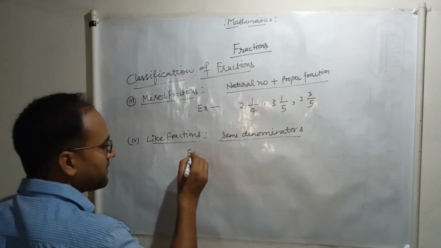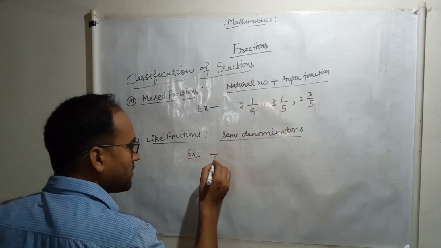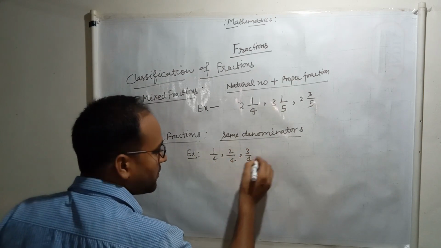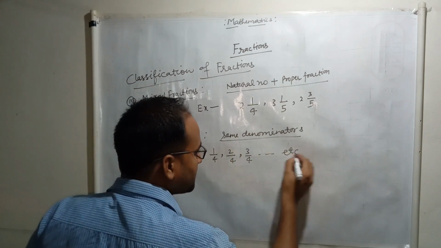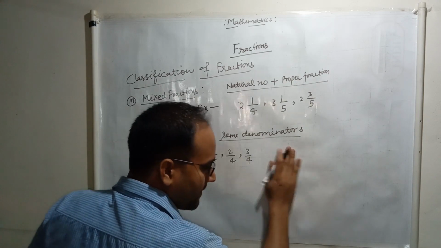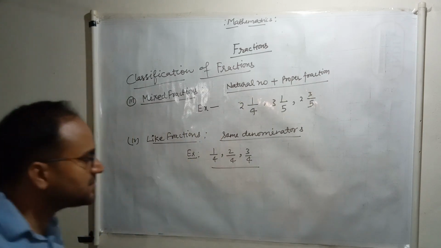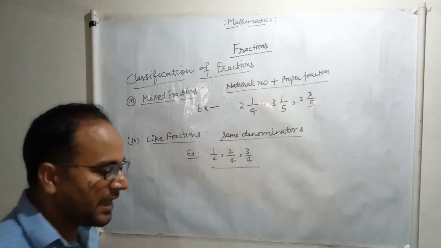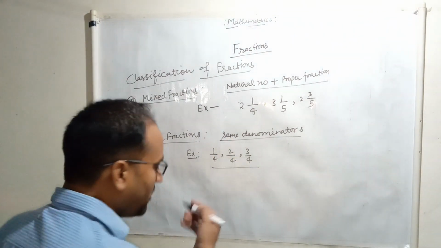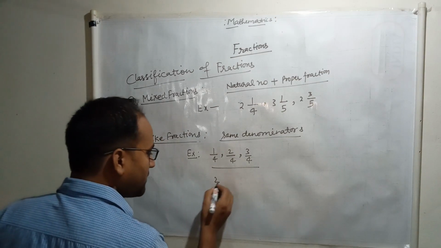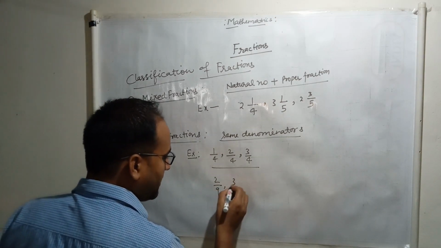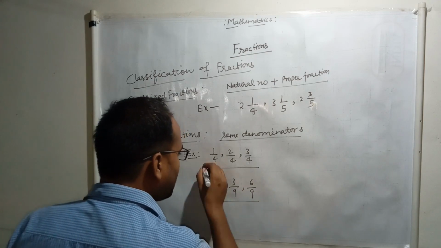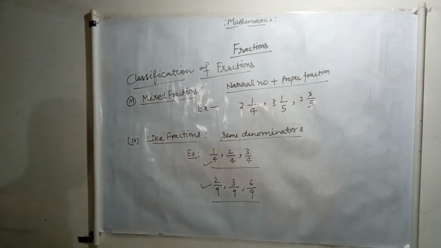For example, 1 upon 4, 2 upon 4, 3 upon 4, and so on. It means that if the denominators are the same, then they are said to be like fractions. Or one more example, take this one: 2 upon 9, 3 upon 9, 6 upon 9. This is also known as like fractions.